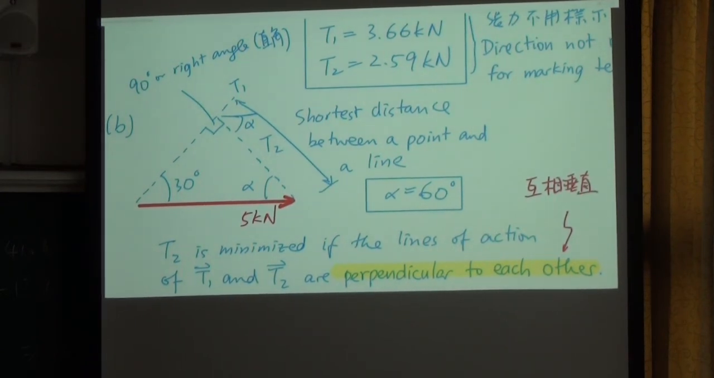Okay. So I think in the preparation video I talked about perpendicular, which means 互相垂直. So in this fashion, alpha is equal to 60 degrees.